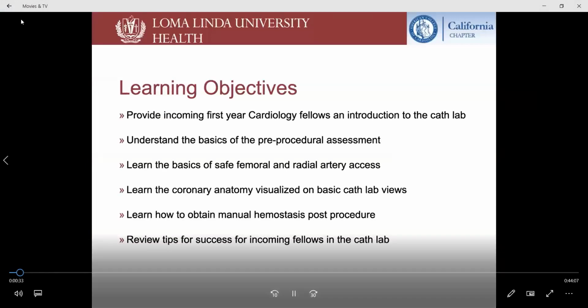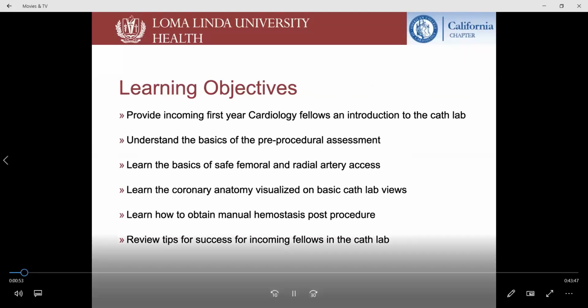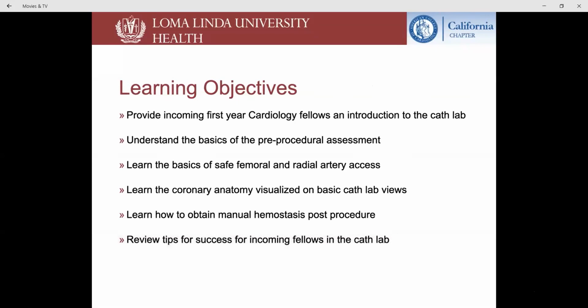Our learning objectives are as follows: to provide incoming first-year cardiology fellows an introduction to the Cath lab, help them understand the basics of the pre-procedural assessment, learn the basics of safe femoral and radial artery access, learn the coronary anatomy visualized on basic Cath lab views, learn how to obtain manual hemostasis post-procedure, and review tips for success for incoming fellows in the Cath lab.